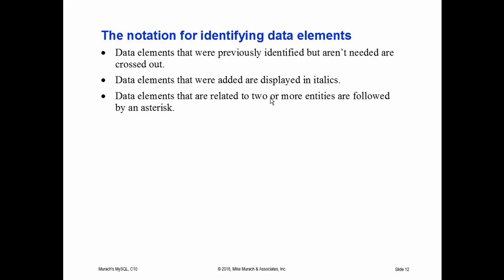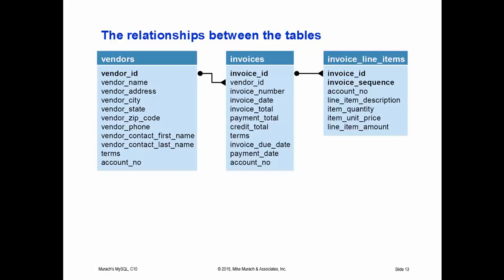So it says data elements that were previously identified but aren't needed are crossed out. Data elements that were added are displayed in italics. Data elements that are related to 2 or more entities are followed by an asterisk. This is just the way the author is recommending that you do this. It's not, again, that you have to do it this way or don't have to do it this way. This is a suggested method for doing things by the author.